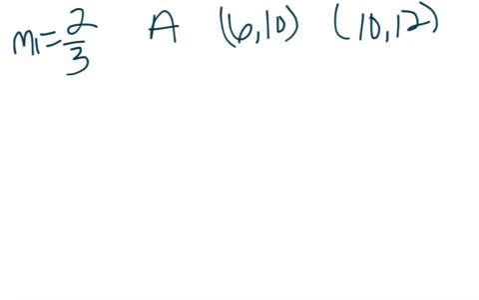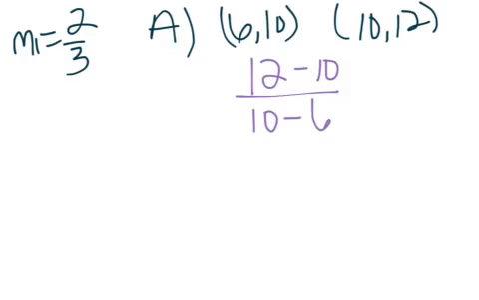How do I find the slope from 2 points? I plug it into the formula. So, 12 minus 10 over 10 minus 6 is 2 over 4, which is 1 over 2. Is that the slope I was supposed to get? No. So it is not A.